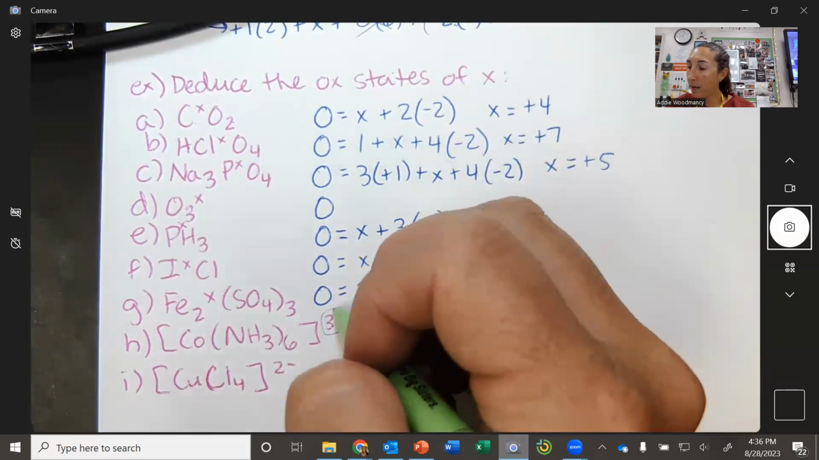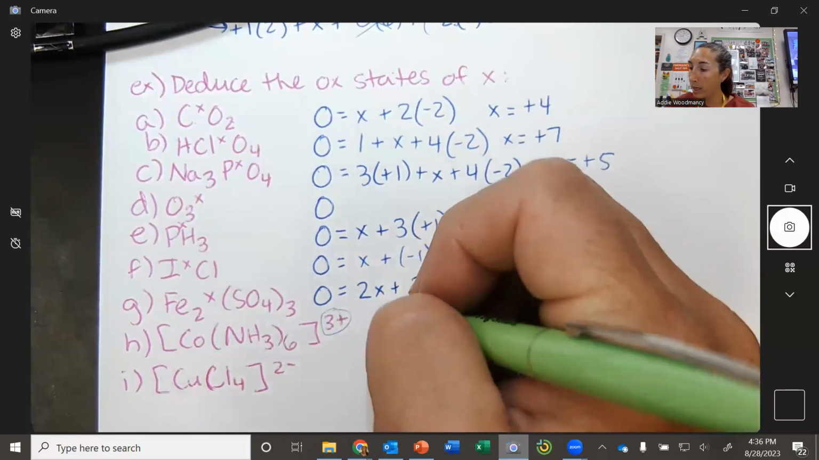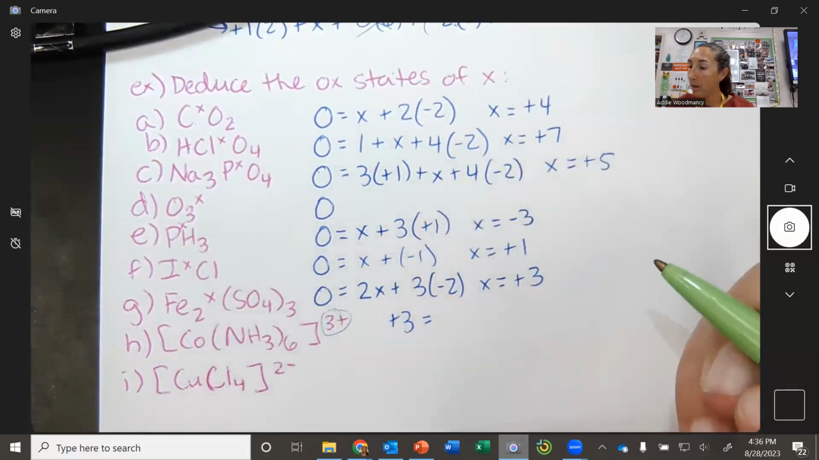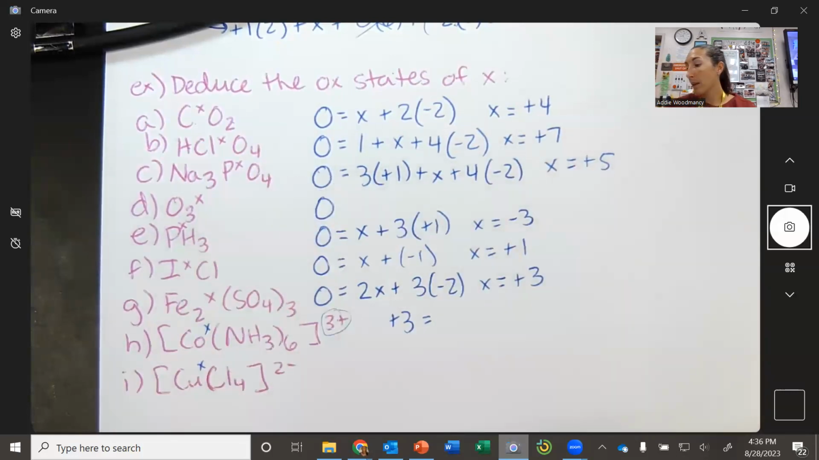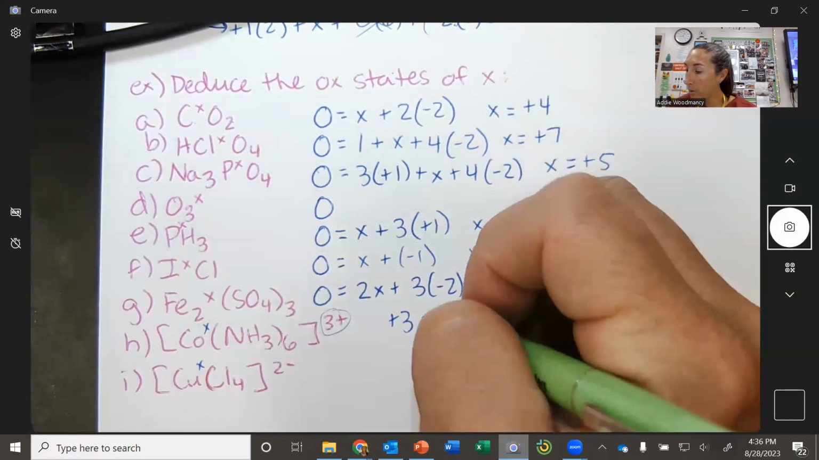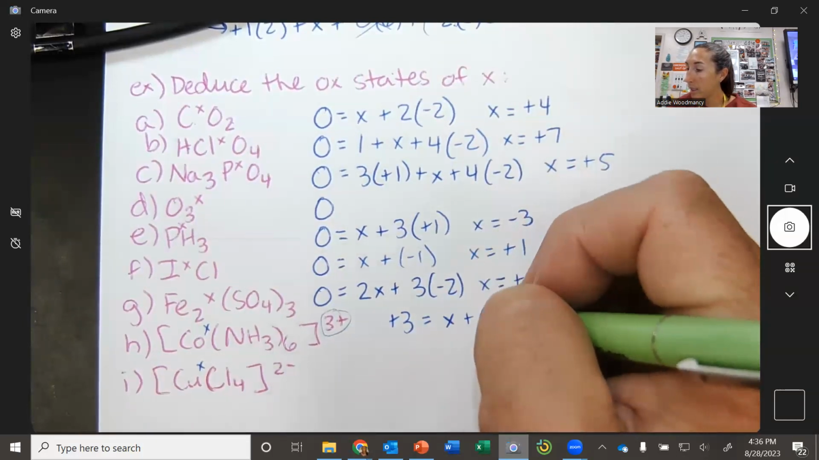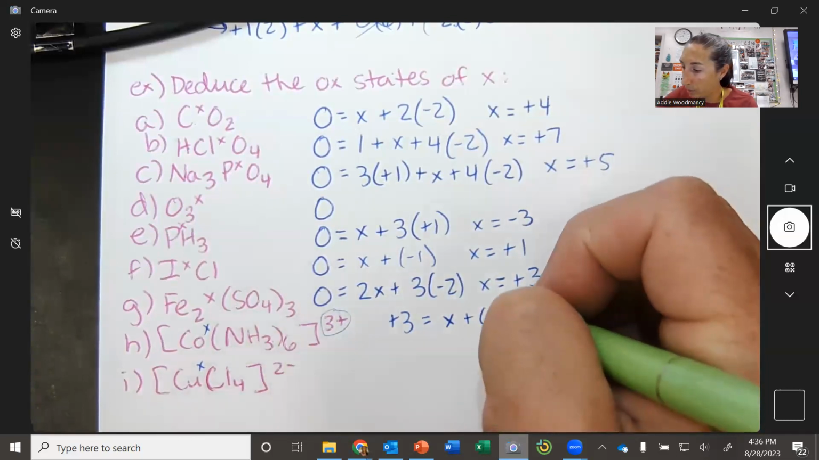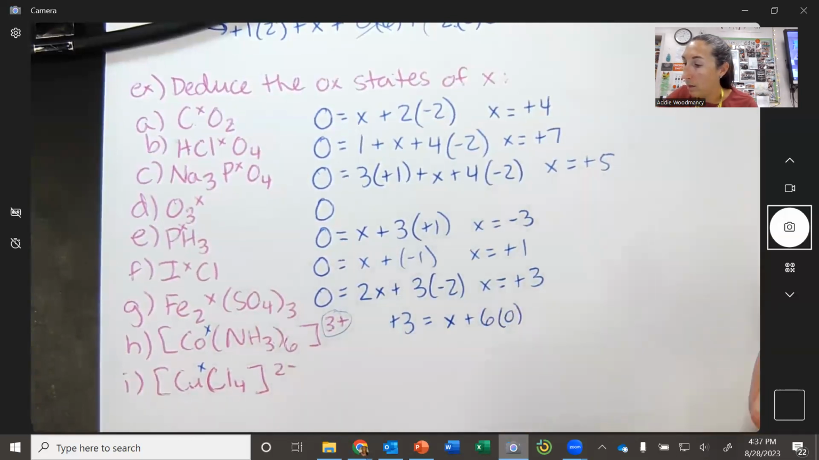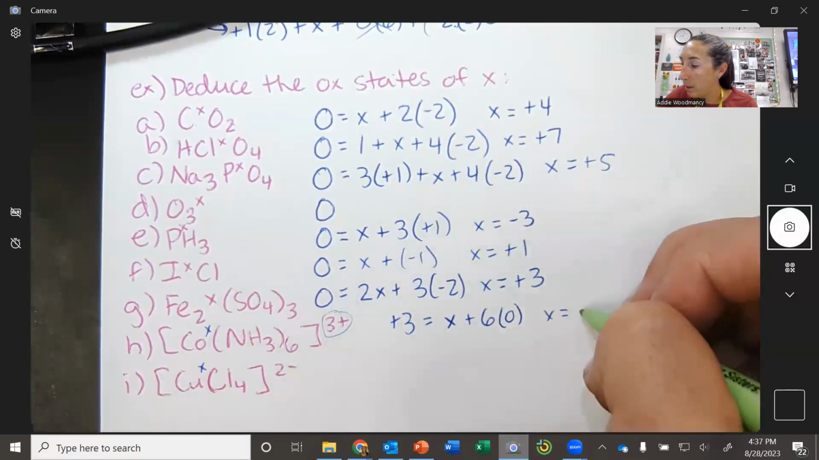H, we have an overall charge, so set it equal to 3. Oh, I forgot to tell you, X, that's not bad. All right, cobalt, we don't know, so that's X, plus 6 ammonium ions. And ammonium, when it's not a polyatomic ion like NH4 plus, this is just going to be neutral. So that's 0. So then X has got to be +3.